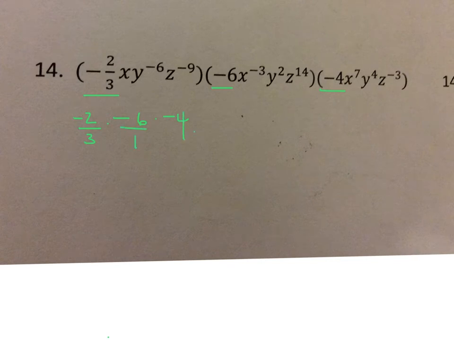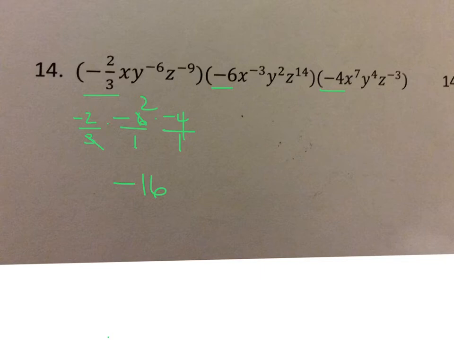I'm going to put these over 1 to make them fractions. 3 goes into 6 twice. So what I have is negative 2 times negative 2 is 4, times negative 4 is negative 16. Now I'm ready to start dealing with my exponents.